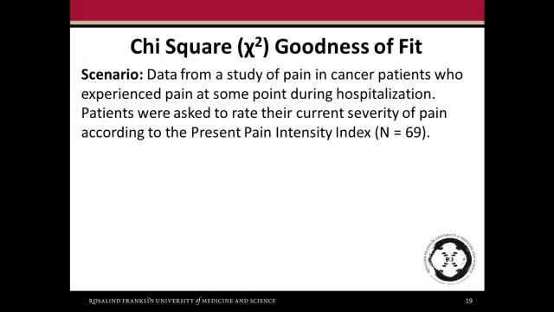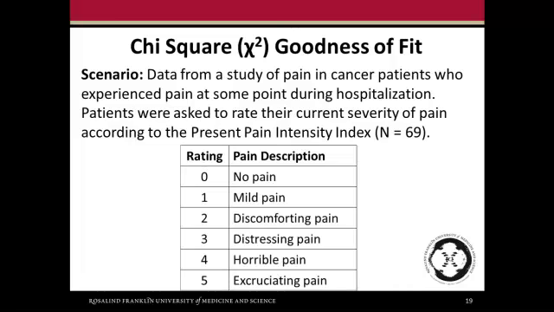Now we're going to go through a scenario to highlight this. The example is data from a study of pain in cancer patients who experienced pain at some point during hospitalization. Patients were asked to rate their current severity of pain according to the present pain intensity index, and we had 69 individuals involved in this study. There were 6 different ratings for pain. A rating of 0 would be no pain, and the ratings of 1 through 5 go from mild pain up to excruciating pain.